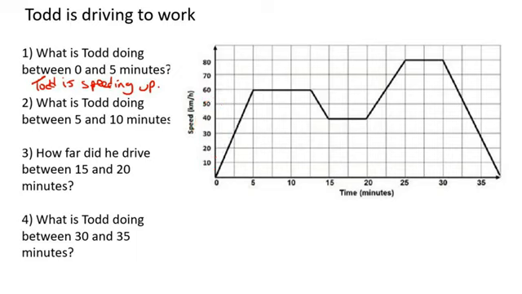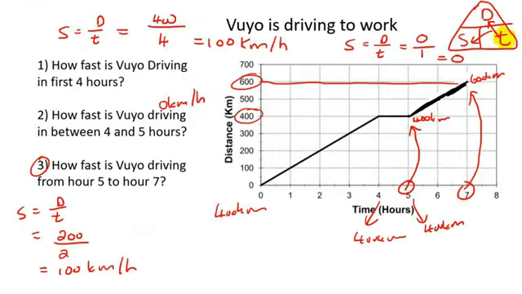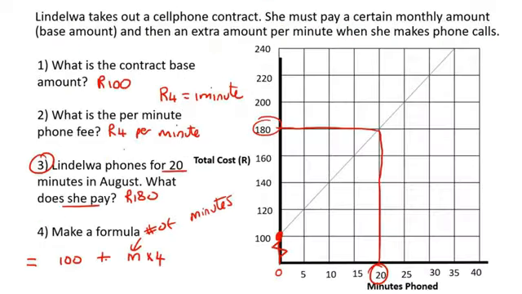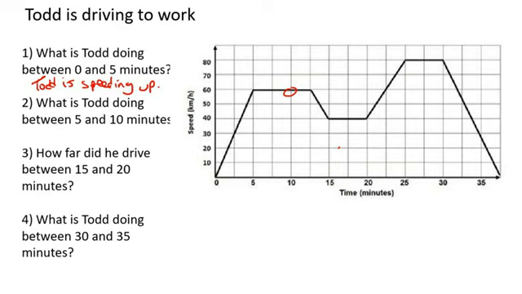Okay, so number 2, what is Todd doing between 5 and 10 minutes? Now, many learners, they would say that Todd is not moving. But that was only true when we looked at this question, where this was distance, and we looked at this part over here. But now, you've got to think about this carefully. What is Todd doing over here? Well, he's driving at 60 kilometers per hour.